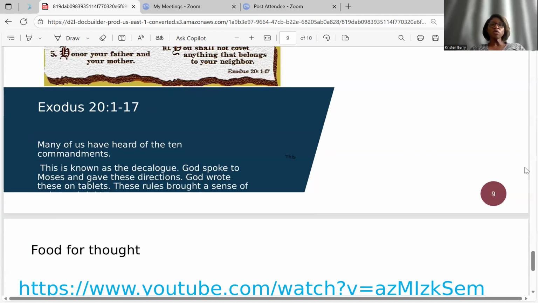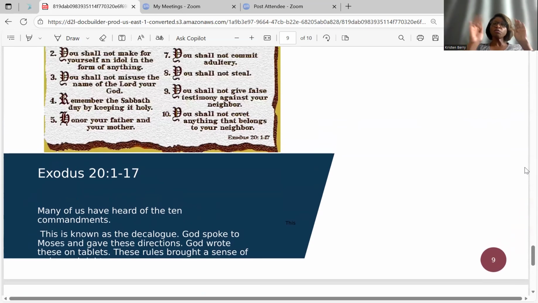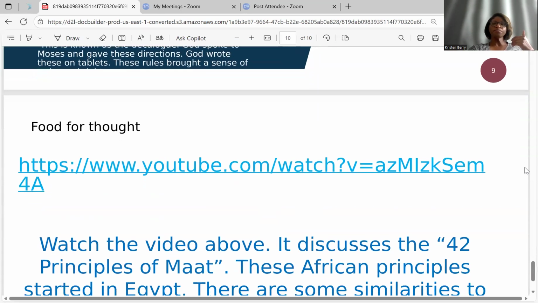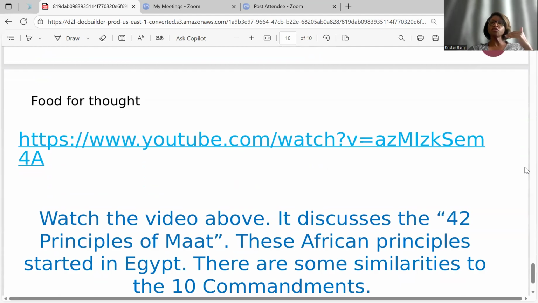It's also known as a Decalogue, meaning 10. Moses, the leader of the Israelite people, goes up on Mount Sinai and gets these rules to live by. And there are more than 10 commandments in the Bible, but he gets these rules to live by to help govern, to help guide the people.